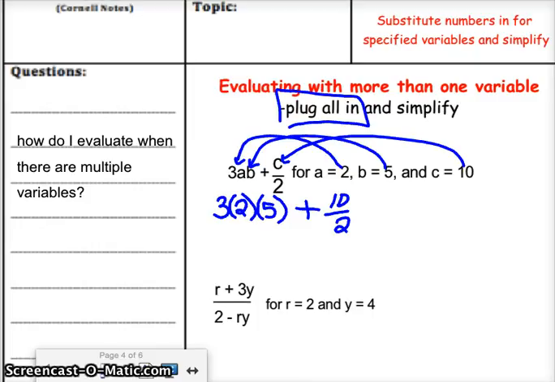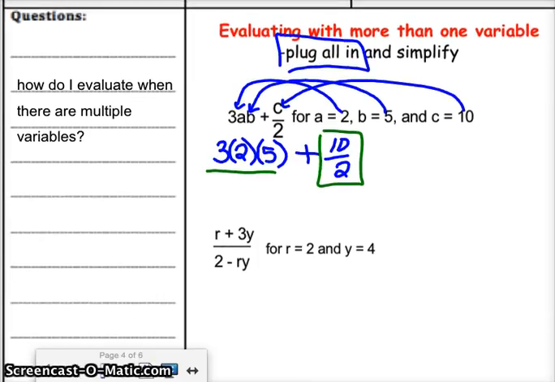Order of operations tells me to take care of the multiplication and division. So I'm going to take care of this and take care of this. 3 times 2 is 6, times 5 is 30. 10 over 2 is 5. Final answer, 30 plus 5 is 35.